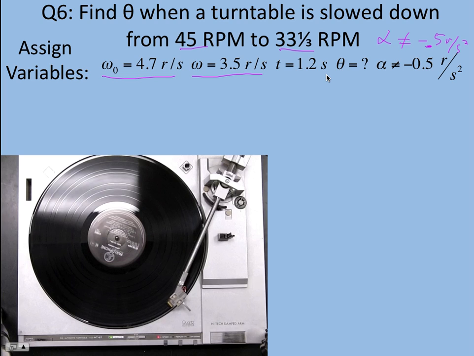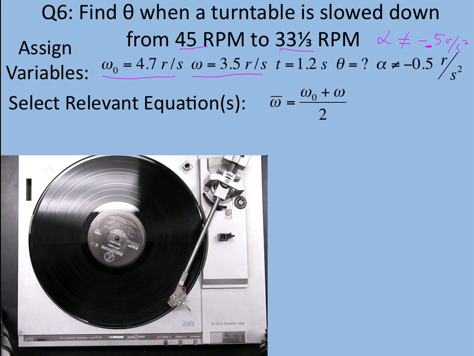And so we've got our variables assigned. Now you select relevant equations, look and see what might work. There's several ways of doing this one. You may want to try and find a different way. It occurred to me to try the average angular velocity equations, because I know omega 0 and I know omega, and so I can come up with the average angular velocity, and then I know the time. I can get theta with the other average angular velocity equation. Using these two together can be very useful.